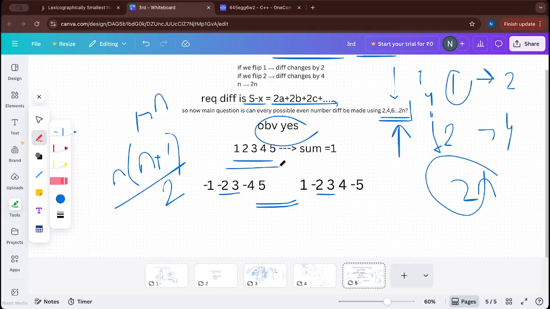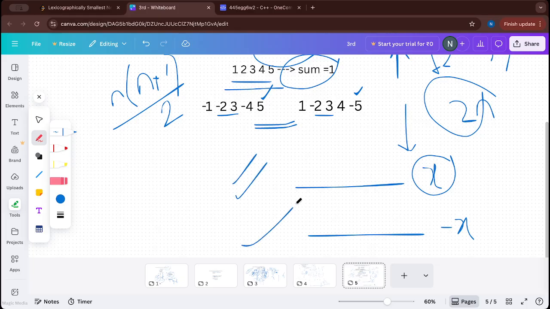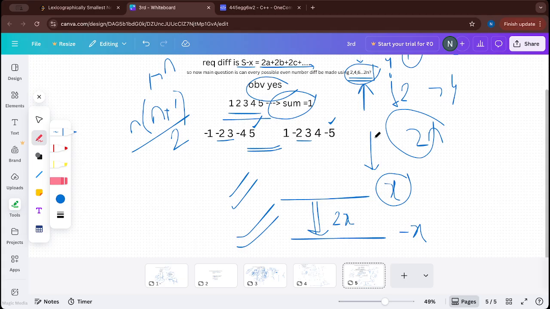So for 1, 2, 3, 4, 5, if the sum is 1, we can get it by plus 5 or we can get it by minus 5 also. If we are able to achieve it by minus 5, we can get the same thing by using 5 also, because this is like symmetry. For example, let's say we used x and we got minus x. If we are able to make this succeed, we can make this also succeed. Because what is the difference between these? The difference is 2x. We already discussed that we can make any even difference with the remaining numbers, because this is 1 to x, and this is one last number.